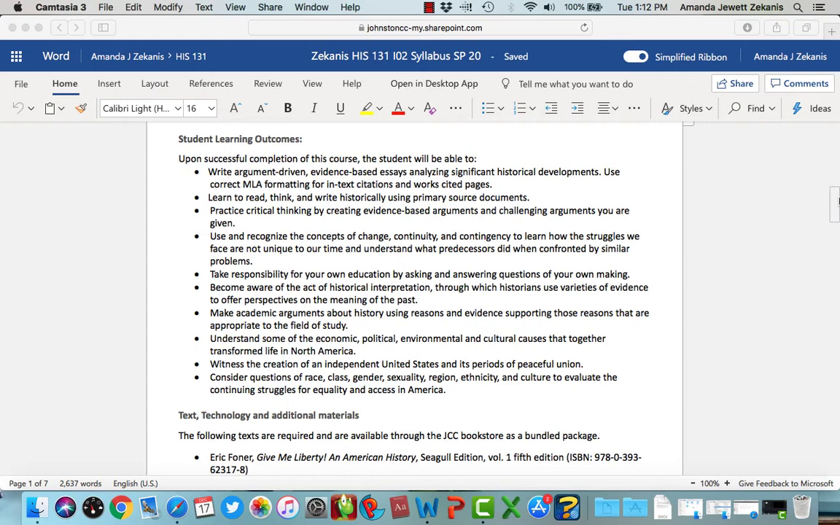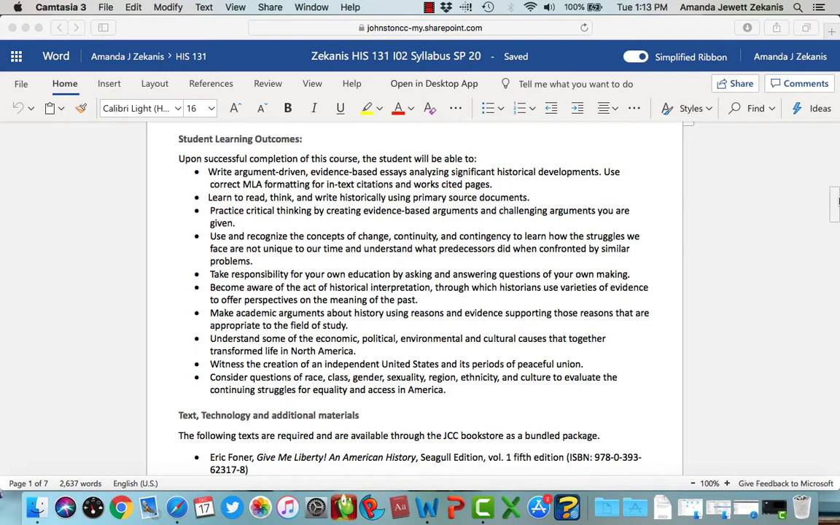You will learn to read, think, and write historically using primary source documents. Practice critical thinking by creating evidence-based arguments and challenging arguments you are given. We've got the 3 C's: change, continuity, and contingency. Change, obviously things are different. Continuity, things stay the same. And contingency is when something could have gone one way and it went a totally different way. It's something that is unpredictable moments in history, something where, if it were not for the decisions of certain individuals, things would be entirely different. Those are my favorite things. We're going to talk about those too.